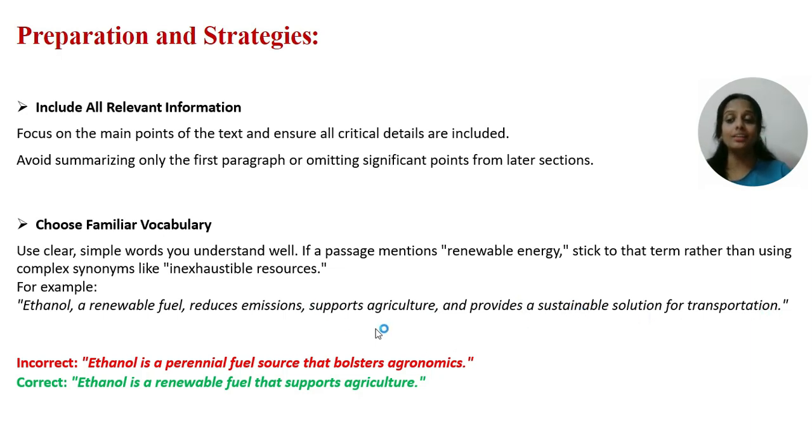If you're writing it as ethanol is a perennial fuel source that bolsters agronomics, this is somewhat like complex vocabulary you're using. Please don't do that. And here is the correct way. Ethanol is a renewable fuel that supports agriculture. That sounds better, isn't it?